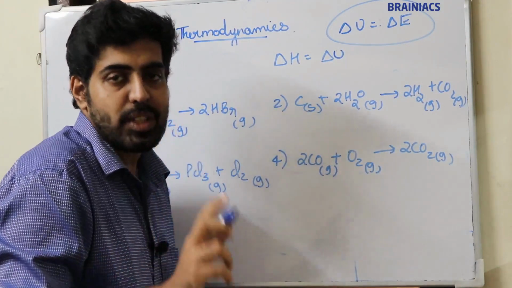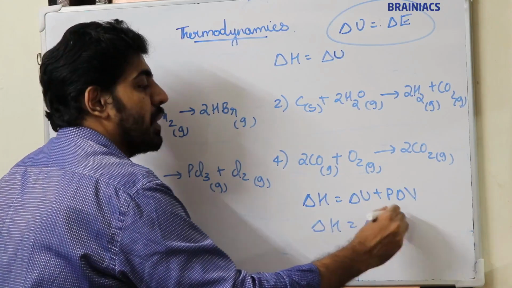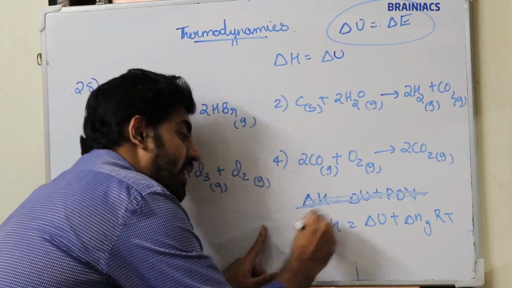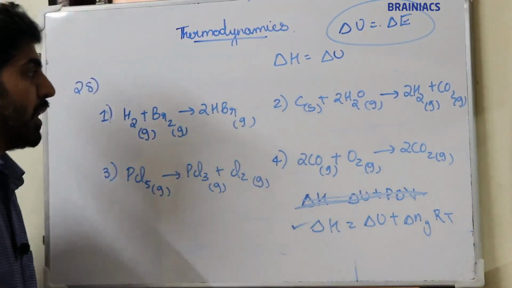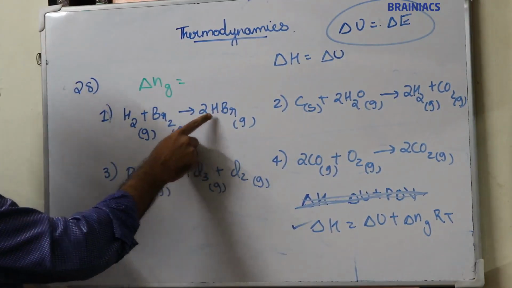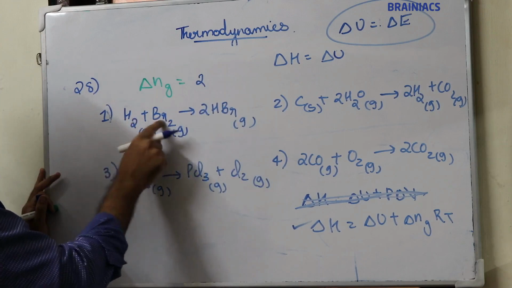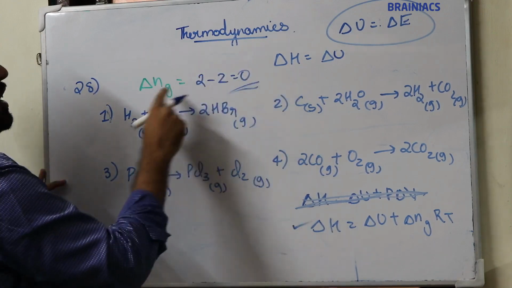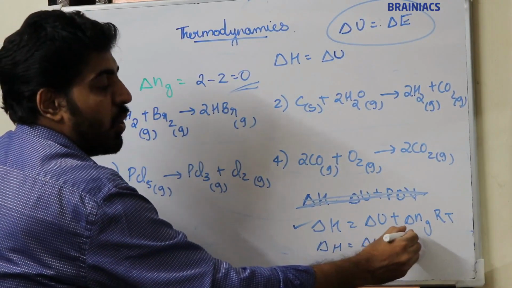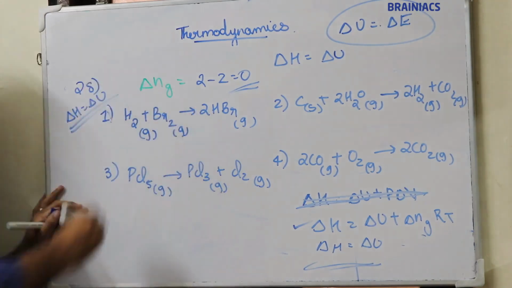Now we know the relationship between delta H and delta U. First one is delta H is equal to delta U plus P delta V. Second one, delta H is equal to delta U plus delta ng RT. Here we don't know the value of pressure and volume, so we are not taking the first equation. We can consider delta H equal to delta U plus delta ng RT. Here delta ng is the number of moles of gaseous products minus the number of moles of gaseous reactants. Number of moles of product is 2, gaseous. Both reactants are gaseous, 1 plus 1, 2. 2 minus 2 is 0. So delta ng is 0, and 0 into RT is 0. So delta H is equal to delta U. So answer is option 1.